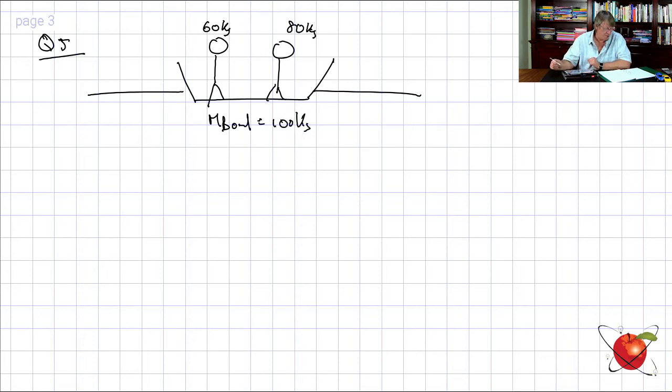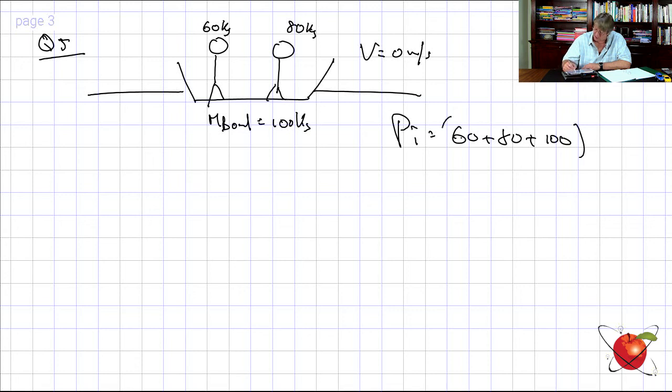Straightforward. This is the initial, and they are at rest, so the velocity here is 0 meters per second. What do I do next? Next I say, right, that's the initial. So P initial is going to be 60 plus 80 plus 100 times 0. So the initial momentum is 0 kilogram meters per second.